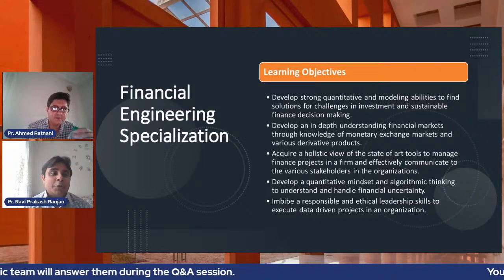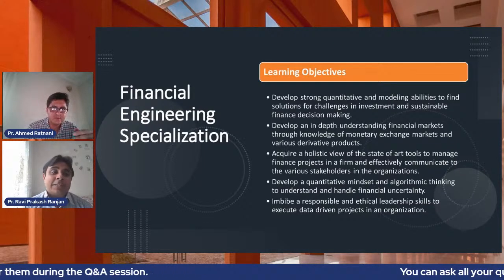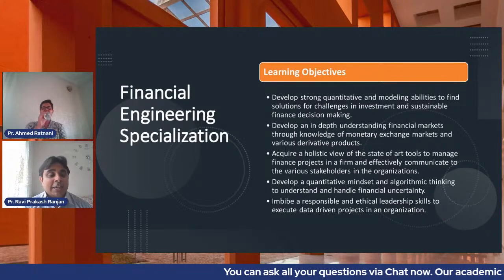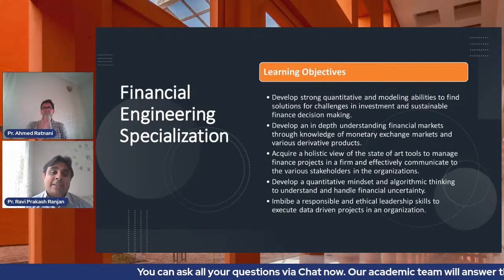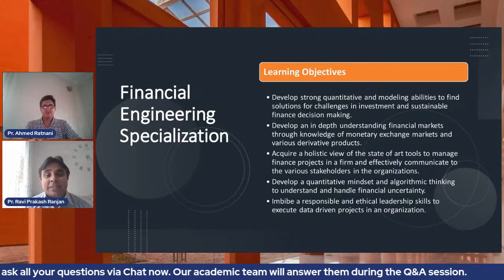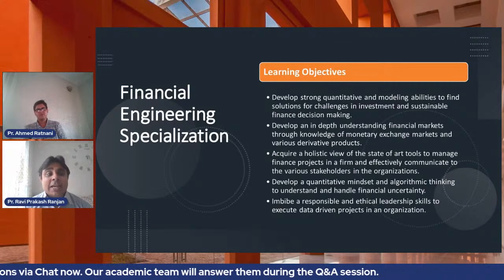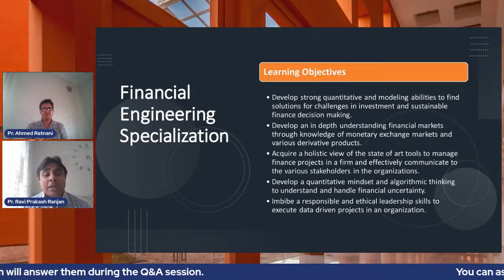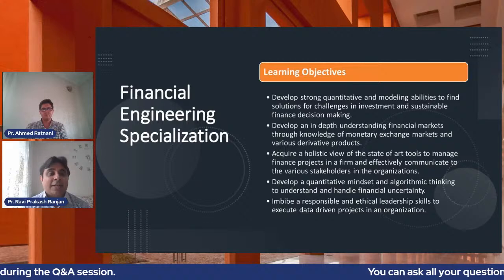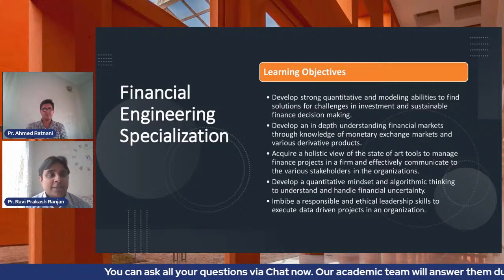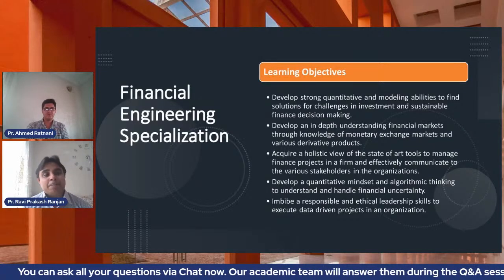whether the project is worth taking or not. So you try to compute the net present value for the investment in the project, compute your expected cash flows that the project will bring, and finally take a decision around that. So we aim to develop such understanding through this course. And as we discussed earlier, the idea would be to bring in responsible and ethical leadership skills through this entire financial engineering specialization as well.